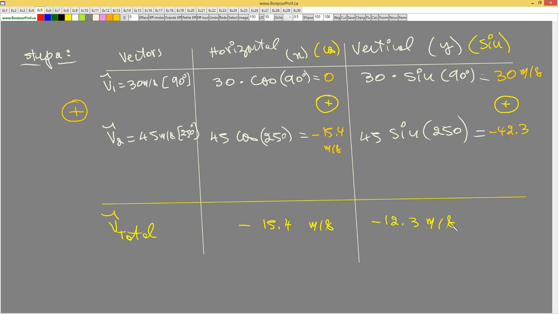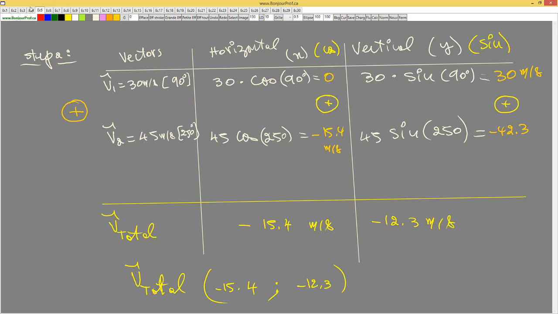You are okay? So, step 3. Did you understand what we did here? What we found here is the vector total. I'm going to write it here, V total. And we are going to put them in brackets here. Why am I going to put them in brackets? Because I have an X and a Y. Minus 15.4 and minus 12.3 meter per second, if you want. I'm going to put it here, but here not.